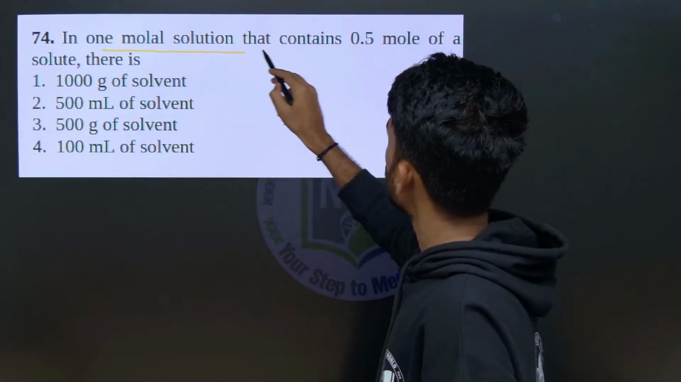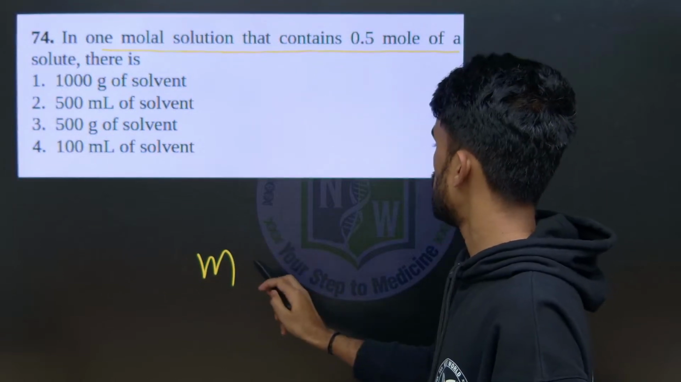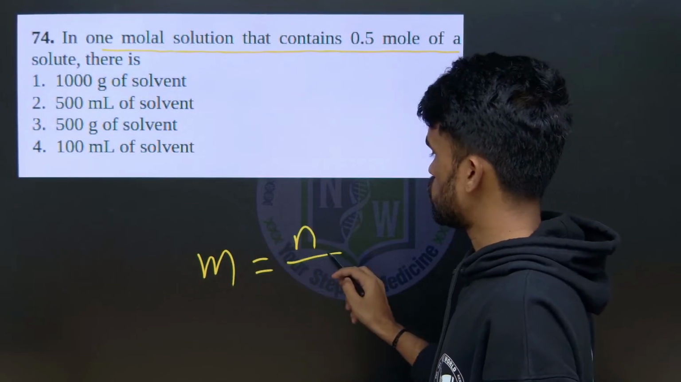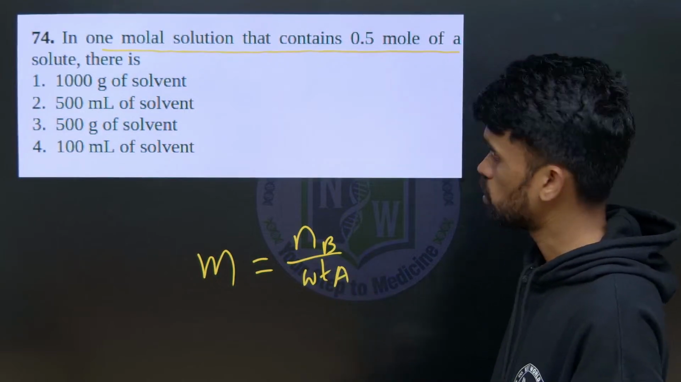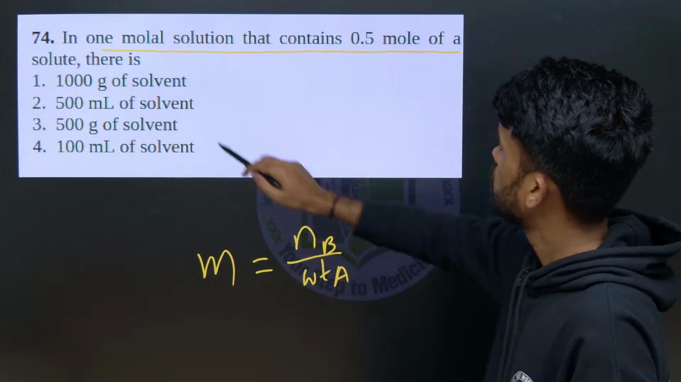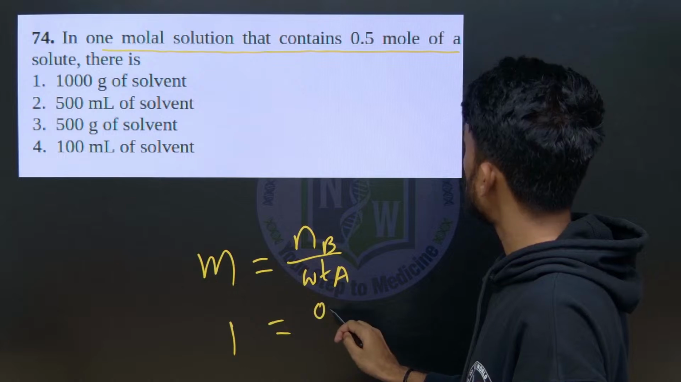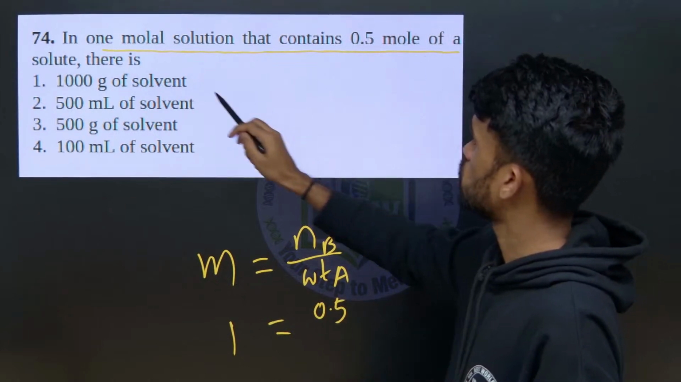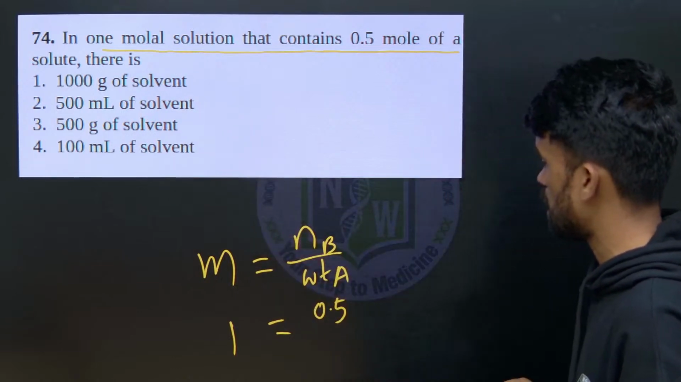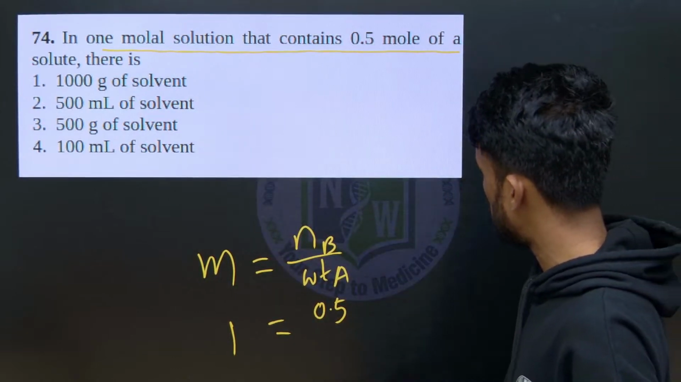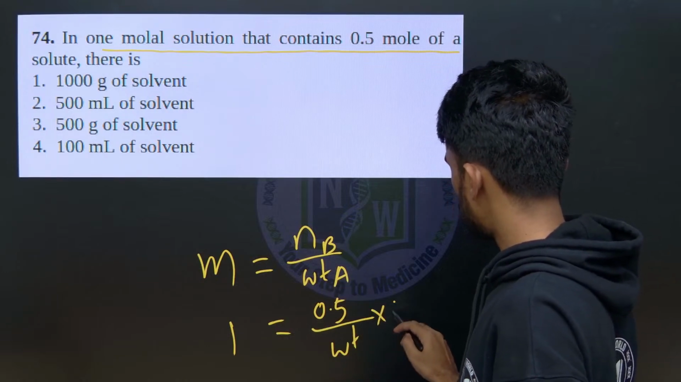A 1 molar solution contains 0.5 mole of solute. What is the molality formula? Number of moles of solute present in 1 kg of solvent. So what they are saying is that the 1 molar solution contains 0.5 mole of solute, and how much solvent are they asking? In order to find that, I can take weight of solvent into 1000, so that I can express weight of solvent in grams.